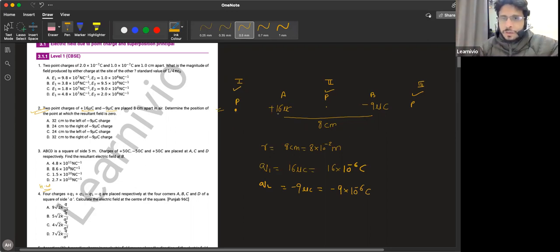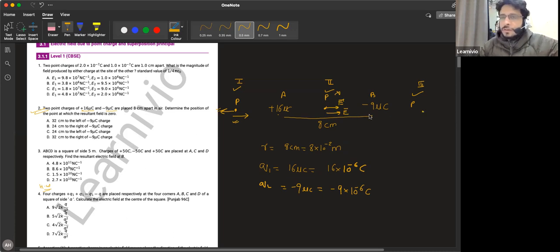In region 1, this is a positive charge, so the direction of field is away from the charge. This is a negative charge, so the direction of field is towards the charge. Both the fields are in opposite directions, so they can cancel out each other. Means point P can lie in region 1. In region 2, this is a positive charge, field is away from the charge. This is a negative charge, field is towards the charge. They don't cancel out. They will get added up. So point P cannot be in this region.